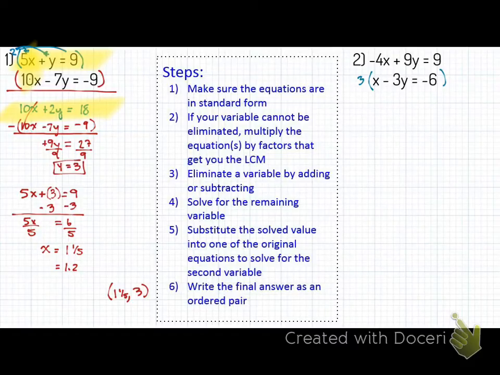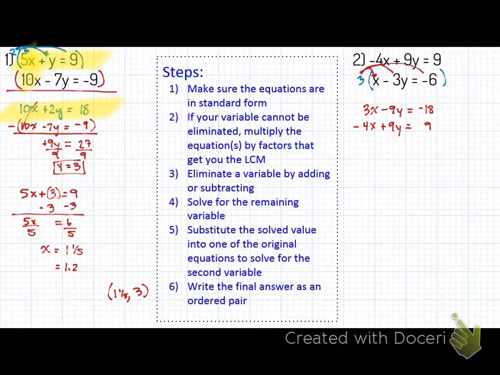And so check this out. I'm going to take this 3 and multiply it in. So 3 times x is going to be 3x. 3 times negative 3y is going to be negative 9y. And then 3 times negative 6 is going to be negative 18. Bring down the first equation now, just right underneath it: negative 4x plus 9y is equal to 9. Okay?